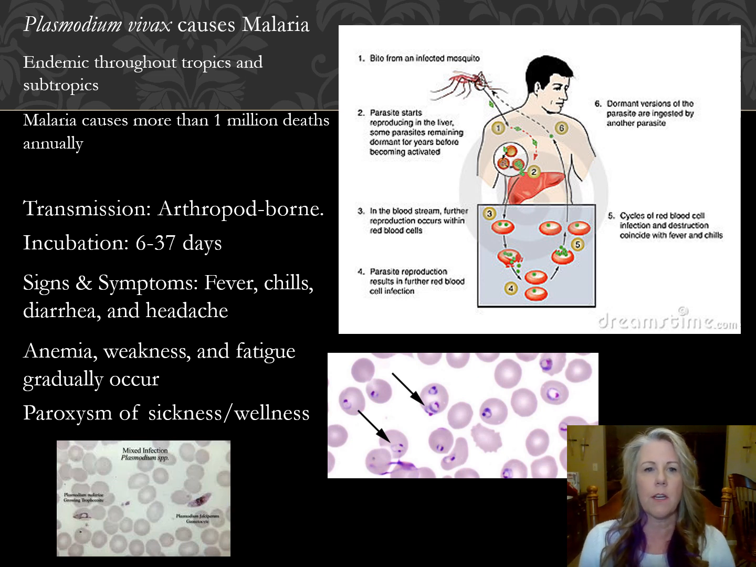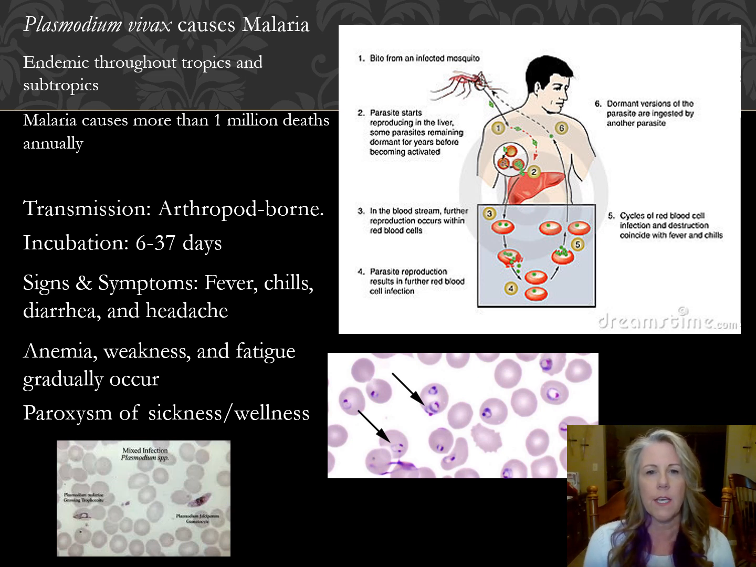Transmission. The transmission of this particular organism is by arthropods. So arthropod-borne transmission. The specific arthropod is a mosquito, and the type of mosquito is called Anopheles. It is the Anopheles mosquito that will transmit the Plasmodium organism to humans. The incubation is pretty wide and varied, anywhere from 6 to 37 days. Signs and symptoms include fever, chills, diarrhea, headache.